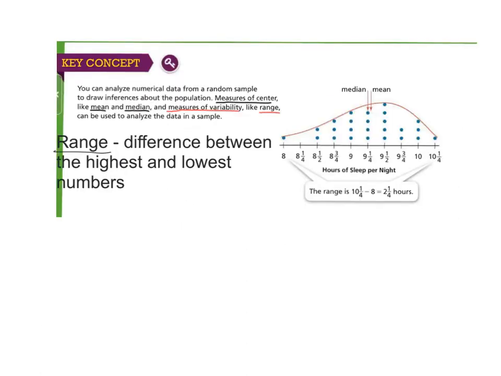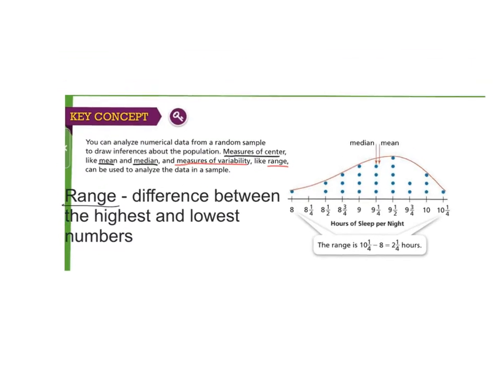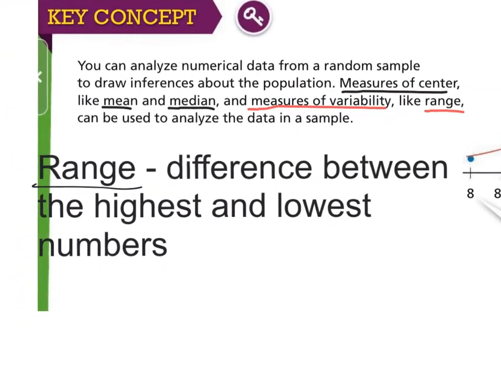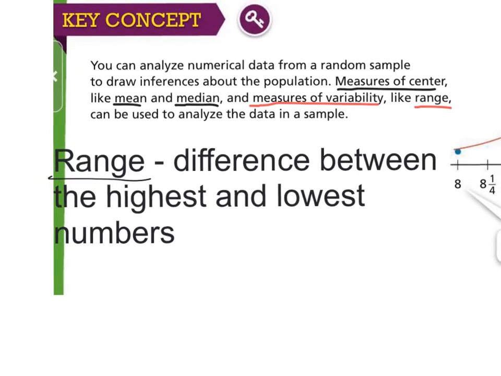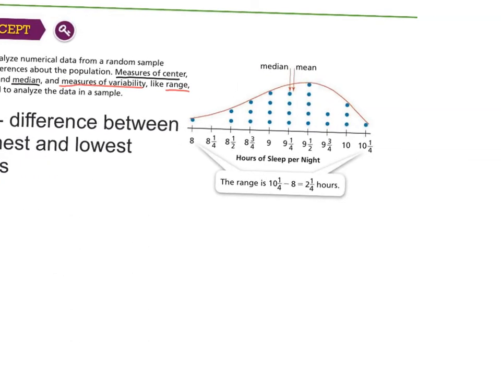On the key concept, it talks about analyzing data and drawing inferences. So we talked about this last year, but just a little refresher. Measures of center, mean and median, are measures of center. They give us kind of an idea of the center of the numbers. One measure of variability is the range, and those can be used to analyze the data. So just a refresher, the range is the difference between the highest and the lowest numbers. If you take the highest number minus the lowest number, that gives you the range, and you can see they did that over here.